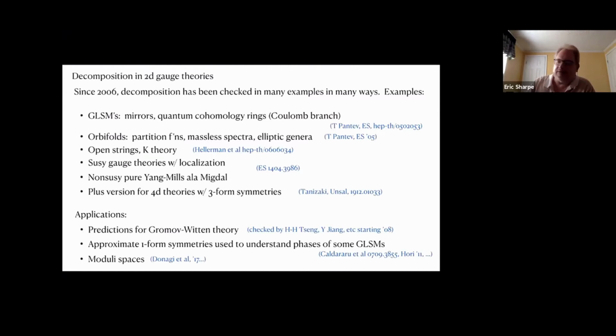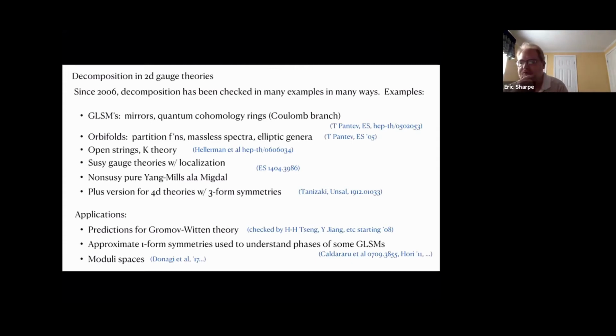Now, the reason we've done all this is that there are some fun applications of this, or at least fun for me personally. This makes some predictions for Gromov-Witten theory, which were checked in a series of papers starting in 2008. One can use approximate one-form symmetries to understand phases of certain gauge linear sigma models. This is probably my favorite application of these particular things. There won't be any time to discuss it today, but if anyone's curious, ask me later.